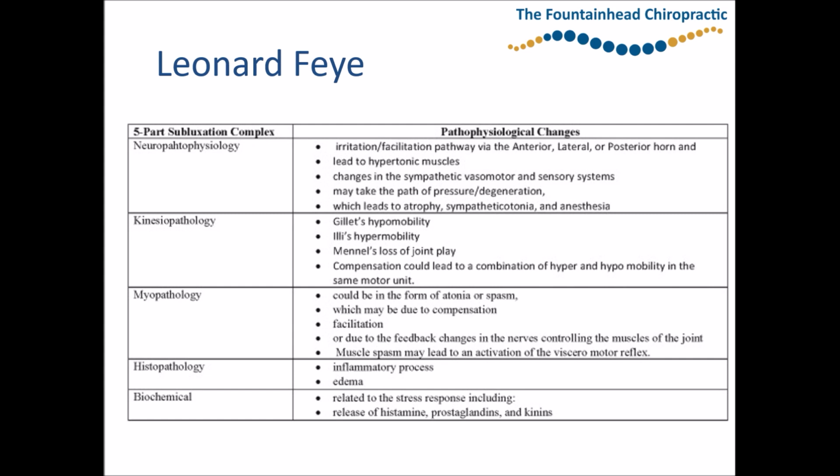And also, going on, myopathology could be in the form of atonia or spasm, which may be due to compensation, facilitation, or due to feedback chains in the nerves controlling the muscles of the joint. Muscle spasm may lead to an activation of visceral motor reflex. Histopathology is related with inflammatory process and also edema. Biochemical is related to stress response, including the release of substances like histamine, prostaglandins, and other kinins.